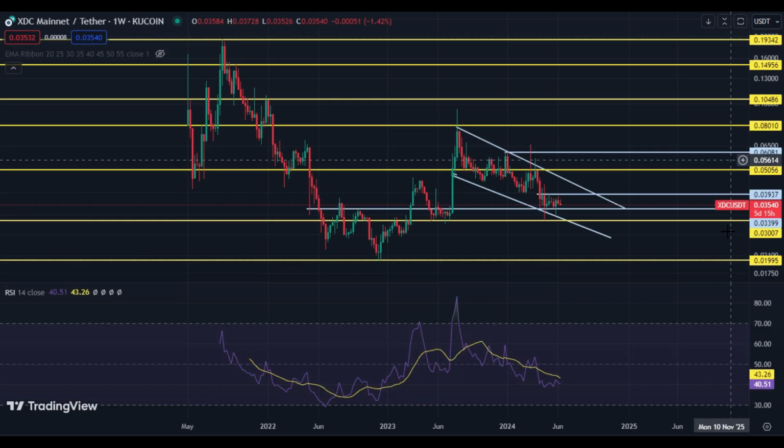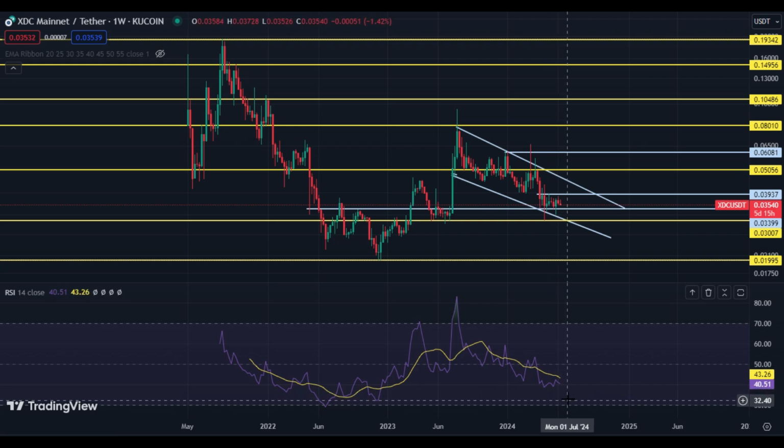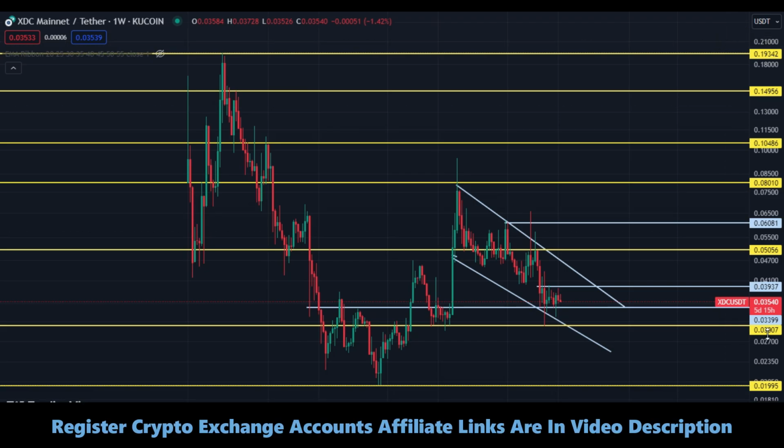Let me please show you its RSI. Its RSI is still below 40 and it is a bearish sign. Maybe its RSI can drop to 32. In that case, price definitely will drop. Right now, we have to wait.